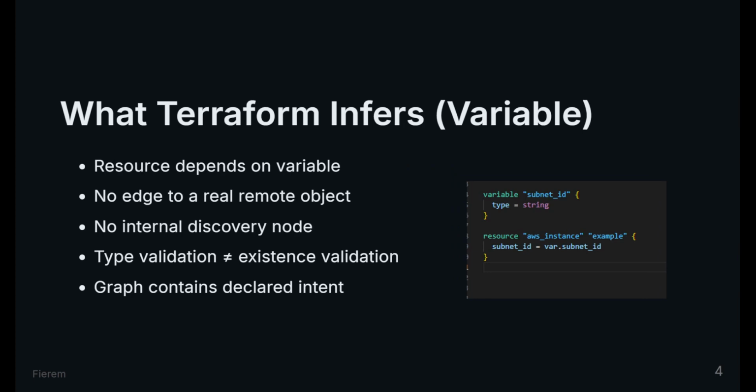From that snippet, Terraform infers one dependency edge. aws_instance.example depends on var.subnet_id. There is no edge to a subnet resource. No internal discovery occurs. If the value changes, Terraform treats it as a change in the declared input. It can validate type. It cannot validate remote object existence at graph construction time. Input changes, dependent resource may change. The graph contains declared intent, not proof of reality.